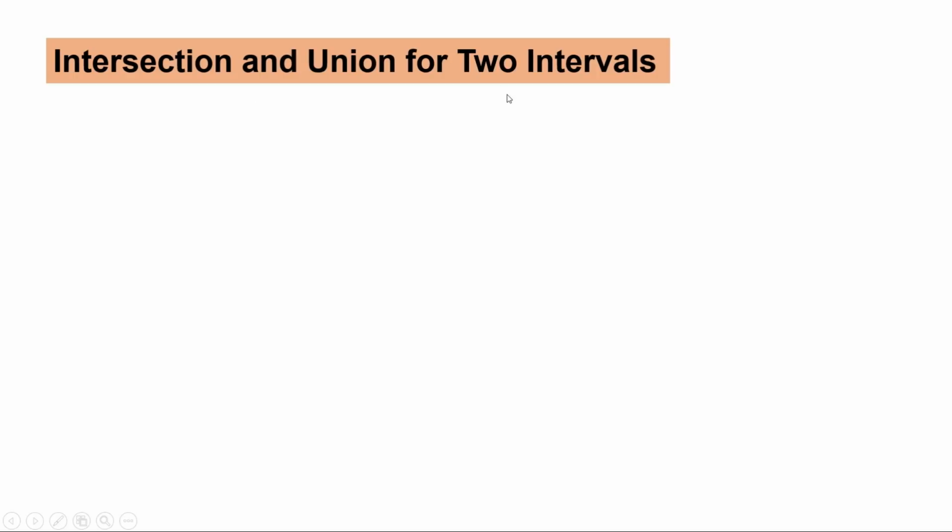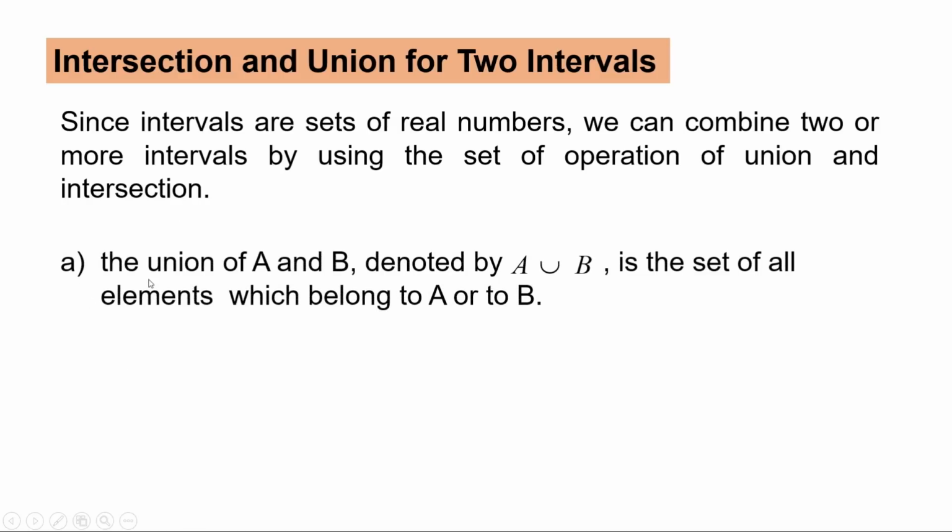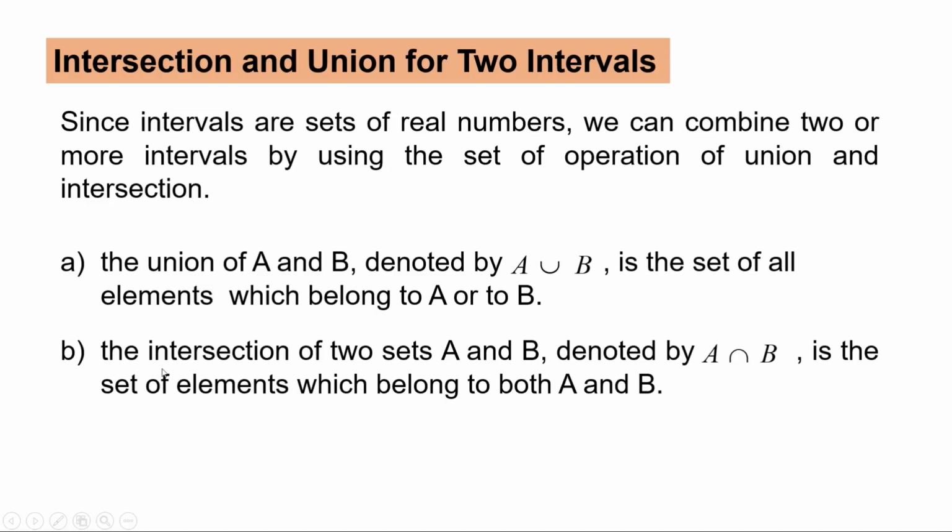Intersection and union for two intervals. Since intervals are sets of real numbers, we can combine two or more intervals by using the set operations of union and intersection. A. The union of A and B, denoted by A union B, is the set of all elements which belong to A or to B. B. The intersection of two sets A and B, denoted by A intersection B, is the set of elements which belong to both A and B.